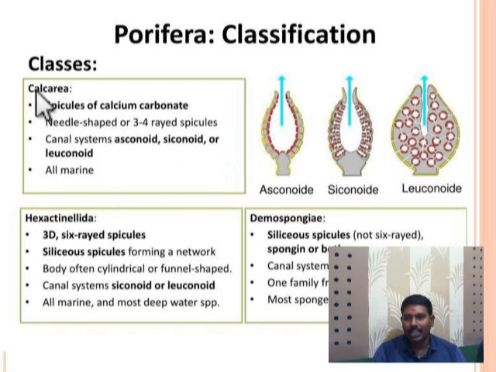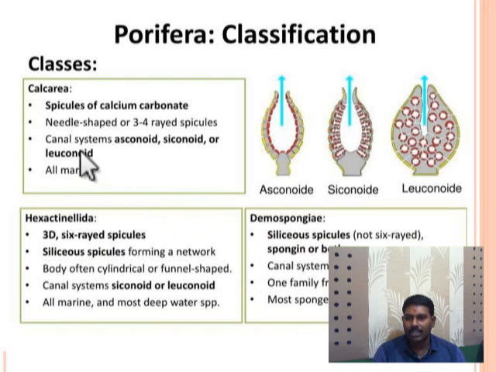Calcarea, C itself you can indicate calcium carbonate. Hexactinellida is made up of siliceous spicules, silicon is there. Demospongiae also has silicon spicules. So Hexactinellida and Demospongiae spicules are made up of silicon, whereas Calcarea is made up of calcium carbonate. This is a very important thing.